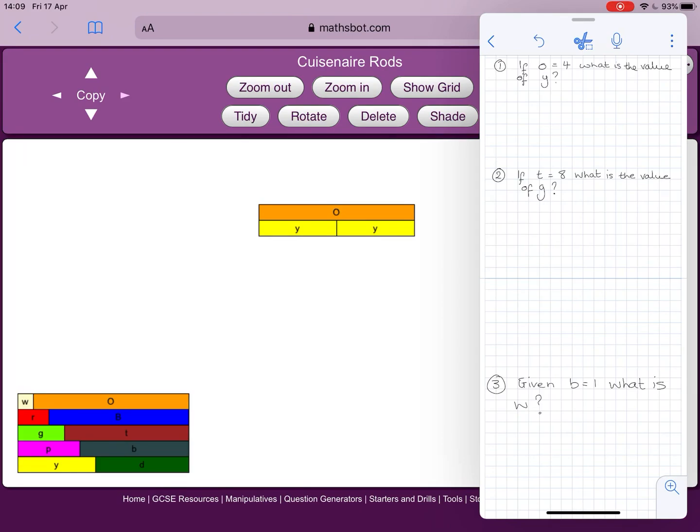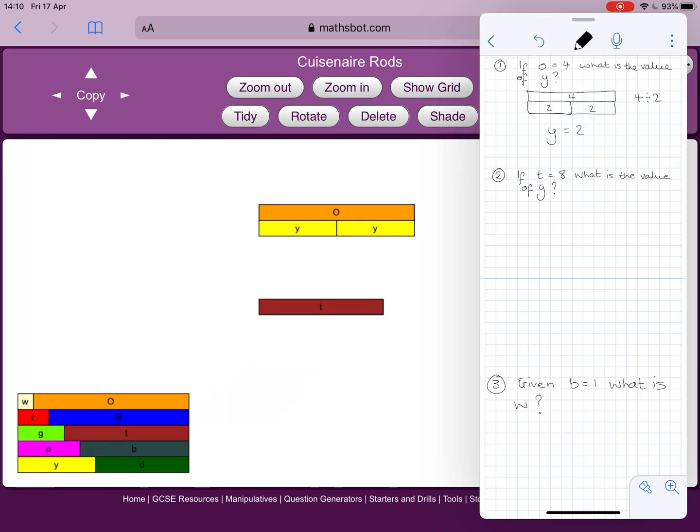Okay, so then I'm going to now draw what I see. I can see I've got O, which is 1 long bar, and Y, which is 2 smaller bars of equal size. So if O is 4, then we've got to do 4 divided by 2, because there are 2 we're sharing it between, which means that Y equals 2. Okay, so that's example number 1.